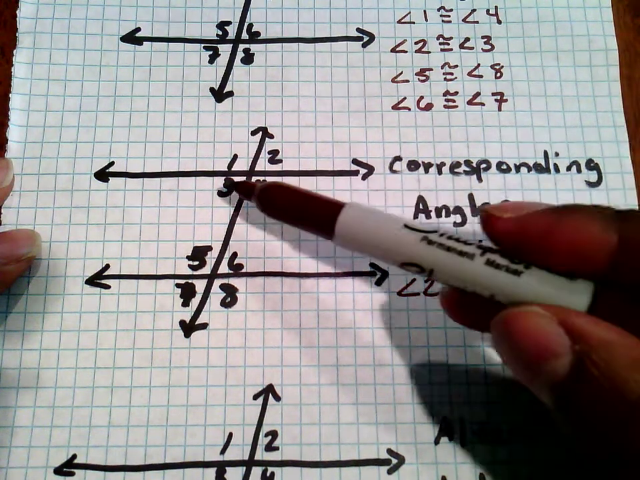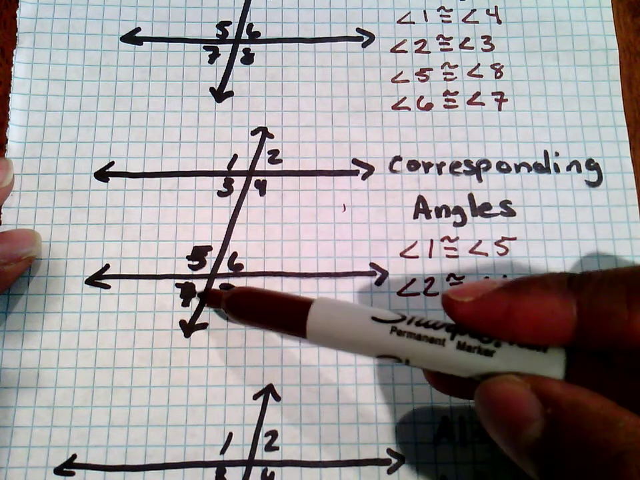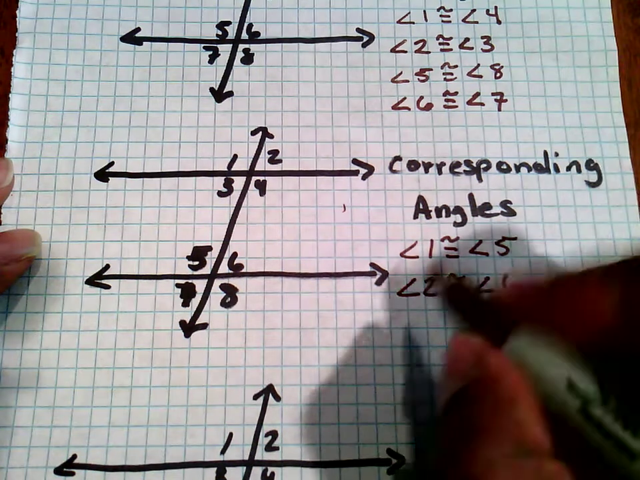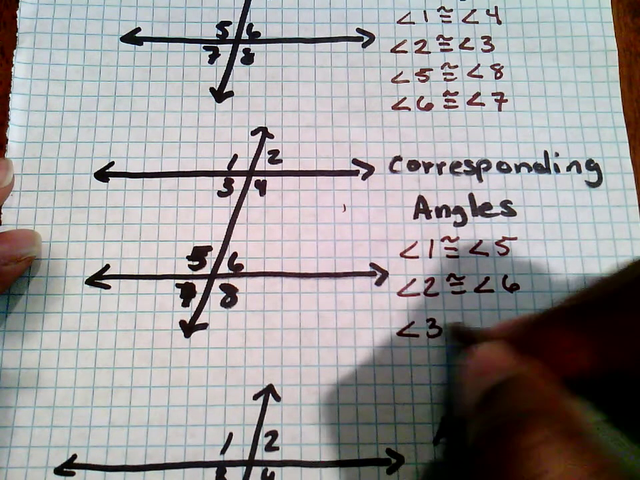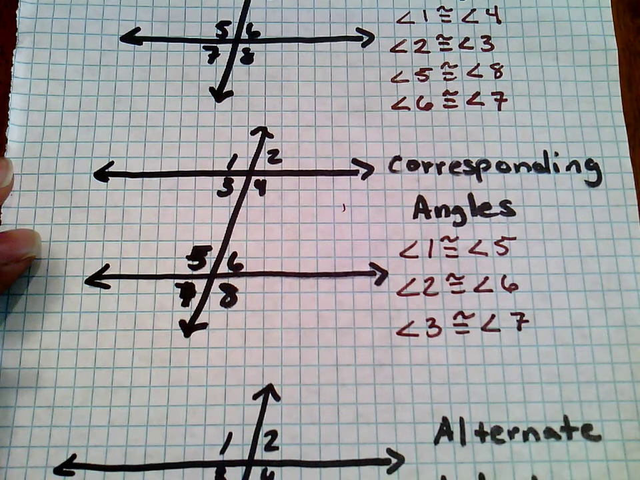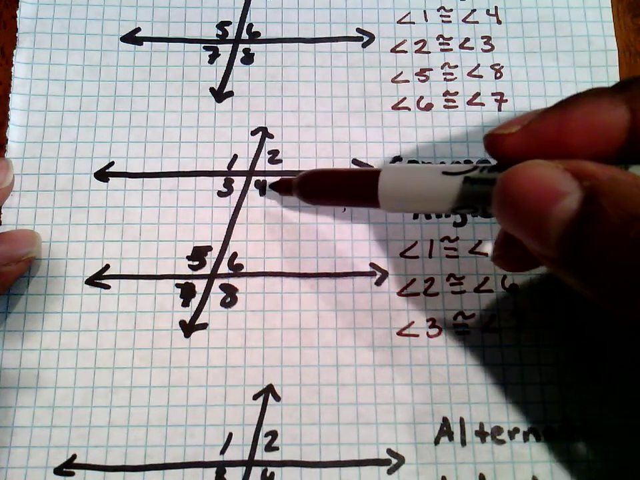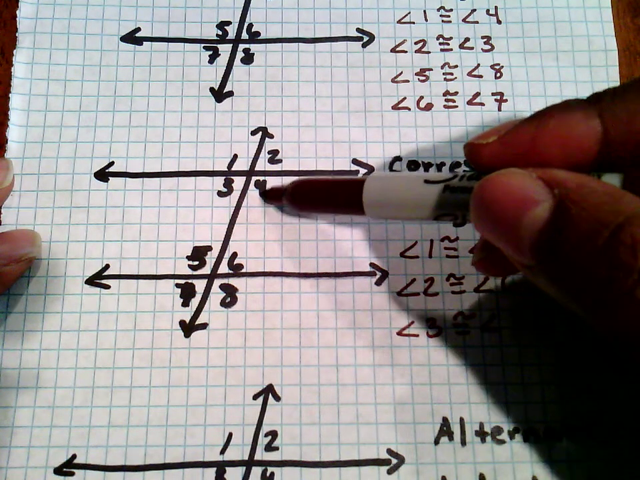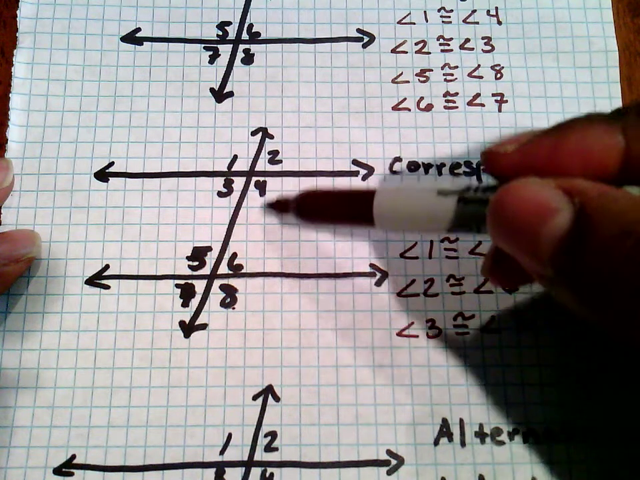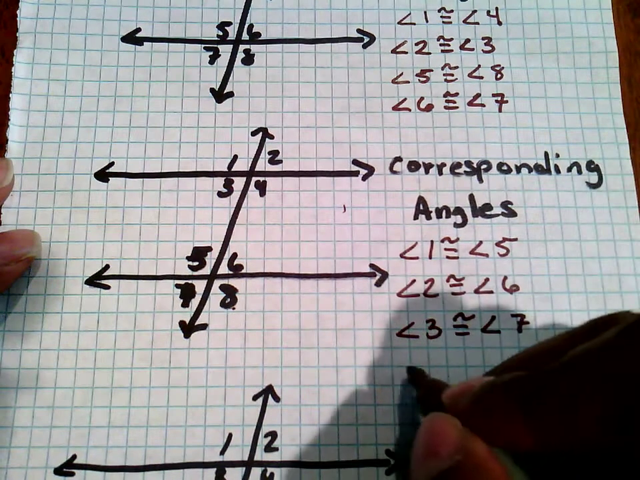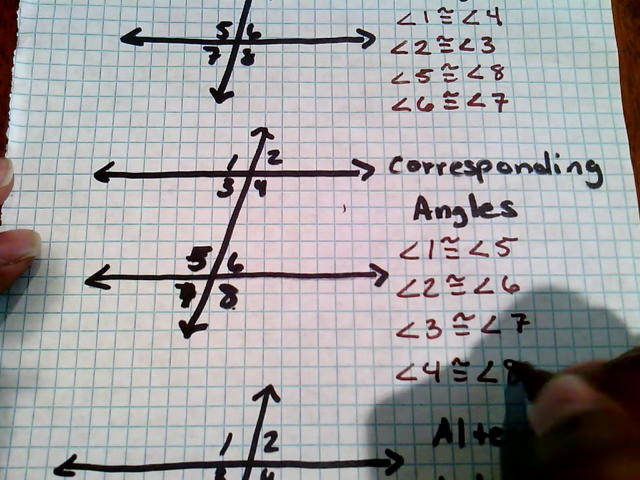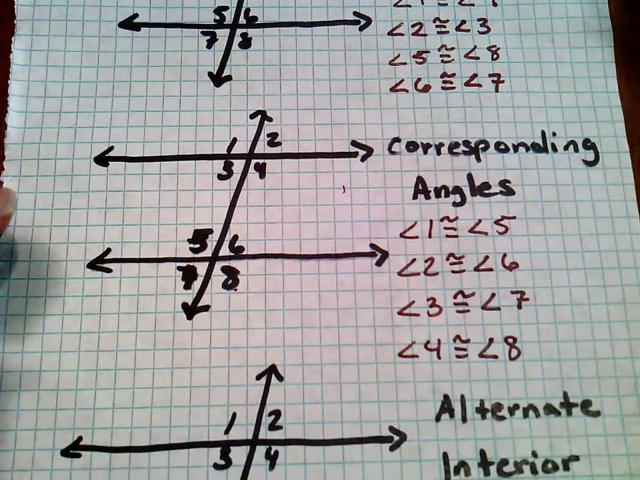And we continue, angle 3 and angle 7, they're in the same position in their intersections. So angle 3 is congruent to angle 7. And last but not least, take a look at angle 4 and angle 8. These two are in the same positions in their respective intersections. So these two will also be congruent or have equal measure.